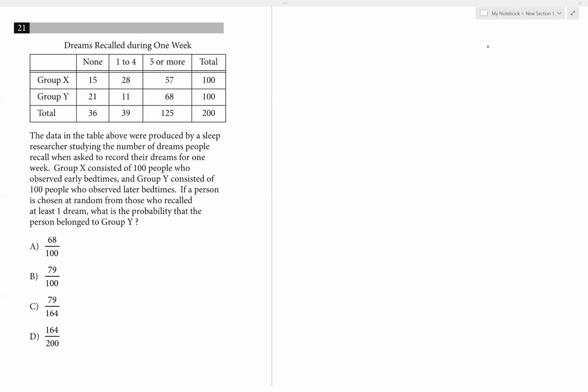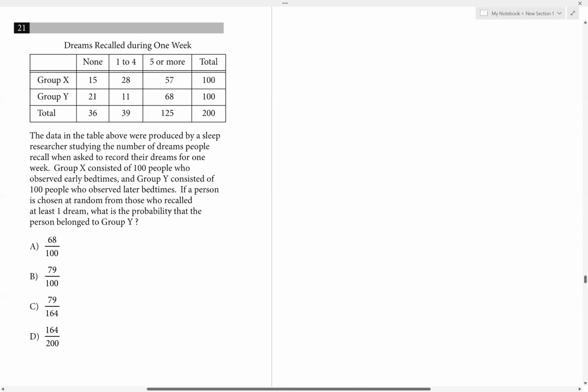Okay, so this is a probability question. And this question is actually a conditional probability. Because if you read the question here, it says if a person is chosen at random from those who recall at least one dream, what's the probability that person belongs to group Y?